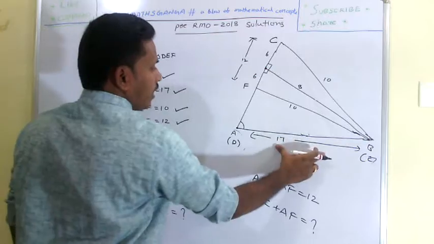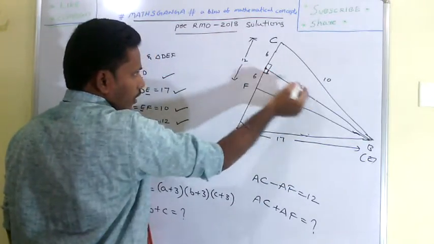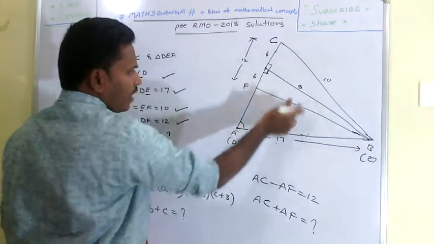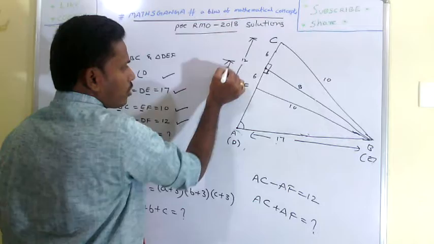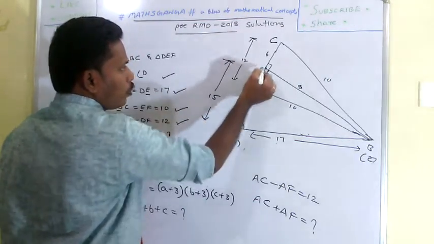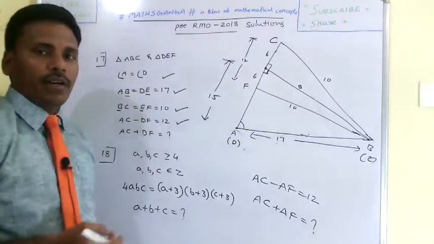This length is 17, this length is 8, and I have 90 degrees here. So this 8 and this 17. For 17 and 8, if you again use the Pythagorean triplet, you will get this length as 15. From A to this point, the length is 15. 8 square plus 15 square is 17 square.